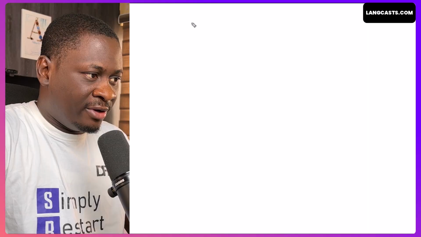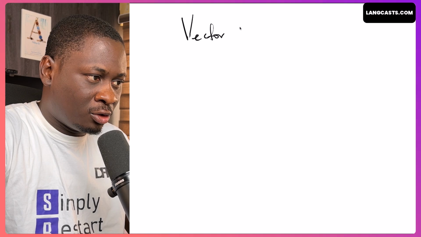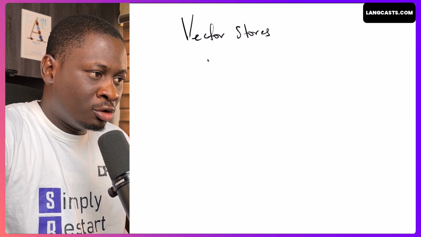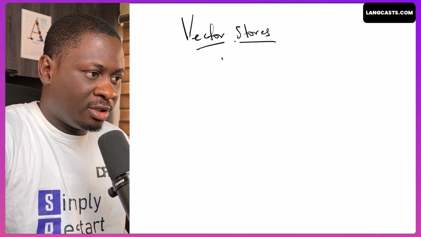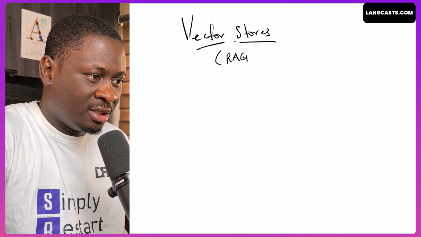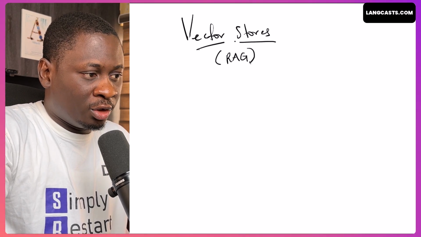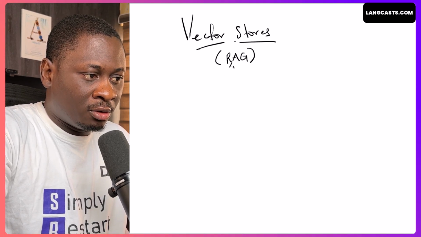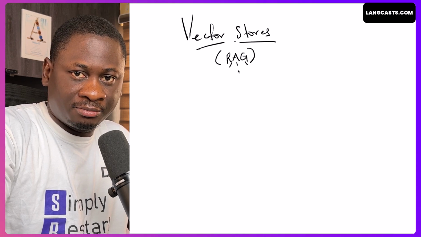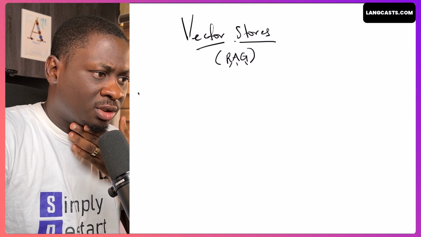So let's begin. First, let me just write our topic here, vector stores. So vector stores are important because of a very popular topic known as RAG. Yeah, RAG. That's why vector stores are important, because they play a huge role when you want to perform retrieval augmented generation. But what do they really do?